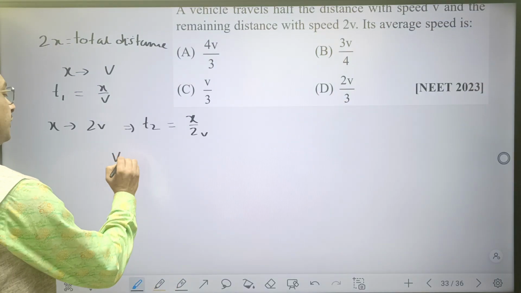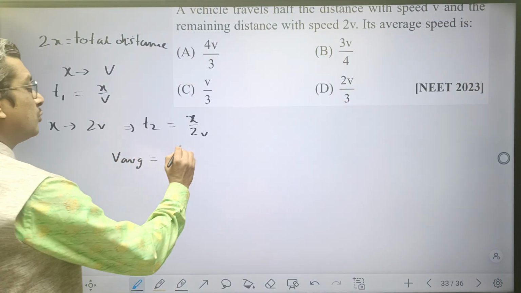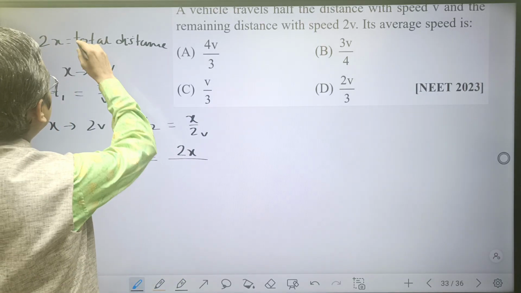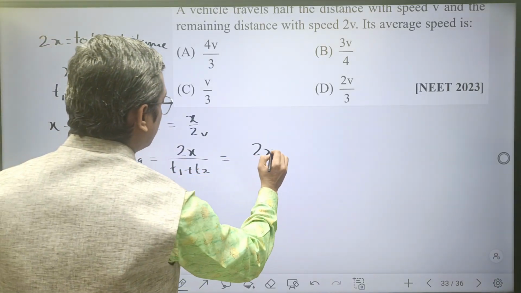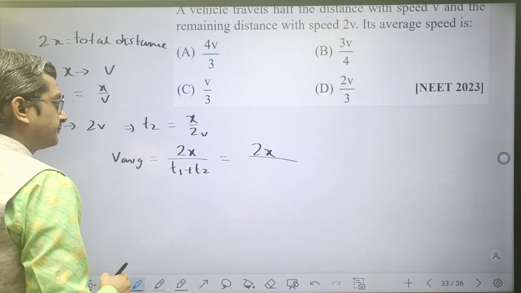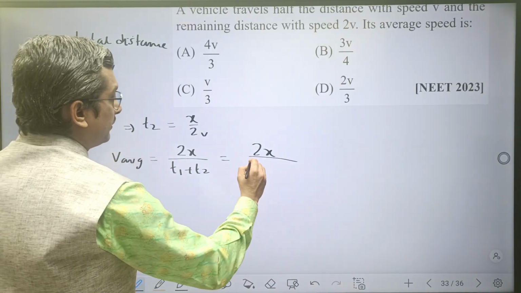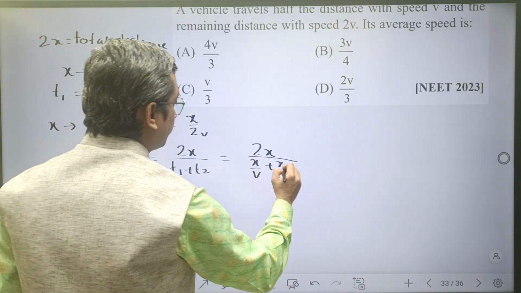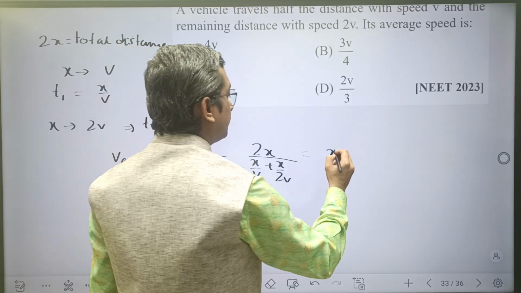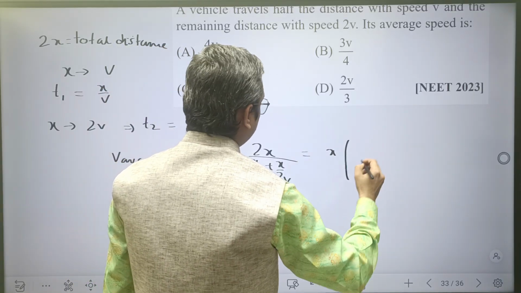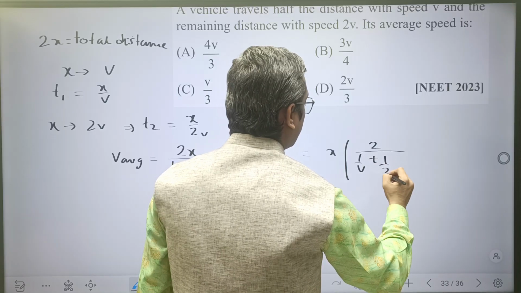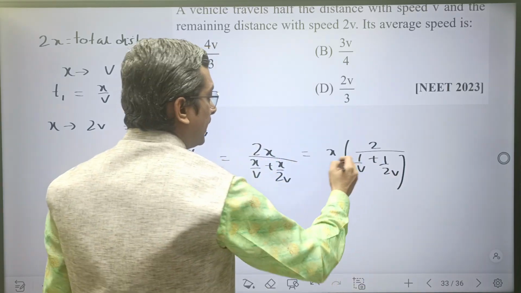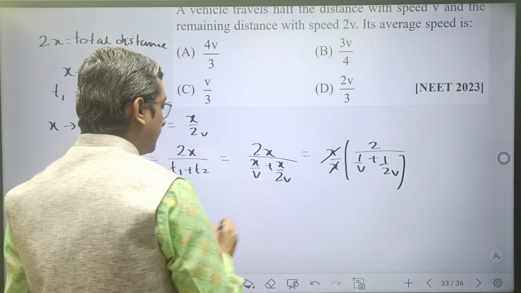Average speed is given by total distance divided by total time. The total distance is 2x, and the total time is t1 plus t2. So this will be 2x divided by x by v plus x by 2v. Here x is common, so this is 2 divided by 1 by v plus 1 by 2v, and here also x, so this must be cancelled.